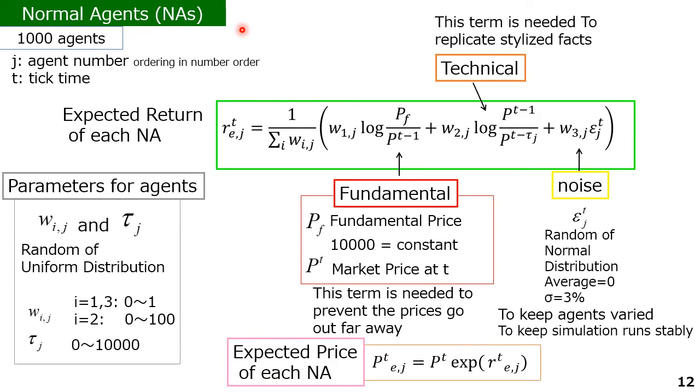Normal agents. All normal agents use this same equation to obtain expected return. However, because W is different for each agent, expected returns are different for each agent. This is heterogeneous, although the model is simple. The first term represents the fundamental strategy. The second term is the technical strategy, and the third term is noise.